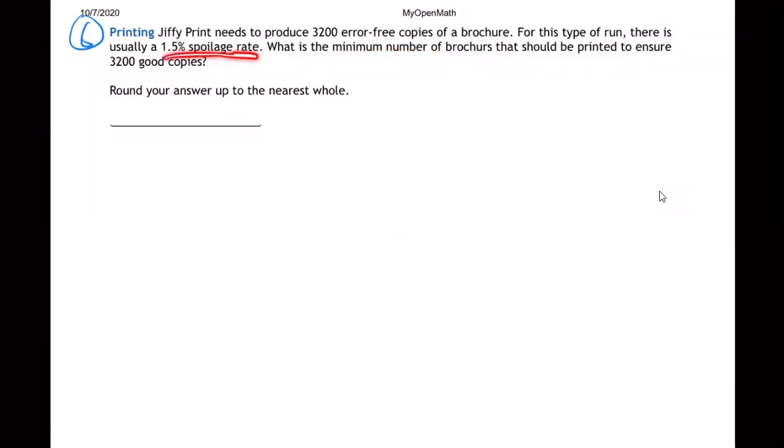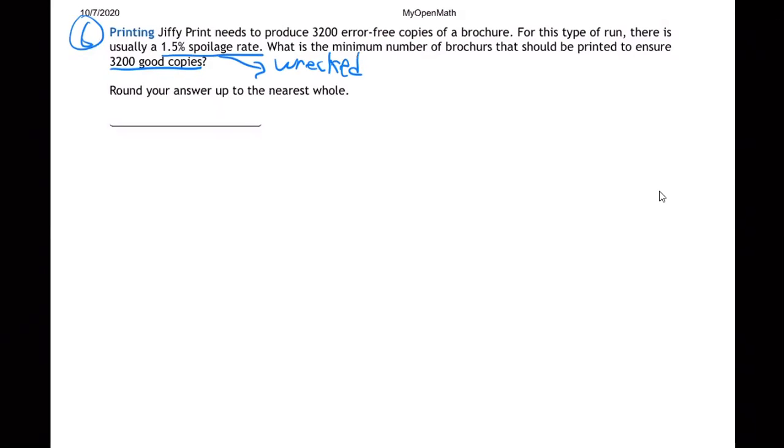What are they talking about? What do they mean by spoilage rate? I'm guessing that maybe 1.5% of them don't really come out good, or they might be errored or something like that. Yeah, exactly. They're wrecked, right? 1.5% are wrecked, aren't they? So if they want to get 3,200 good copies in the end, they're going to need to start with more than 3,200, aren't they? And then 1.5% will get wrecked, and then they'll have 3,200 good copies in the end.